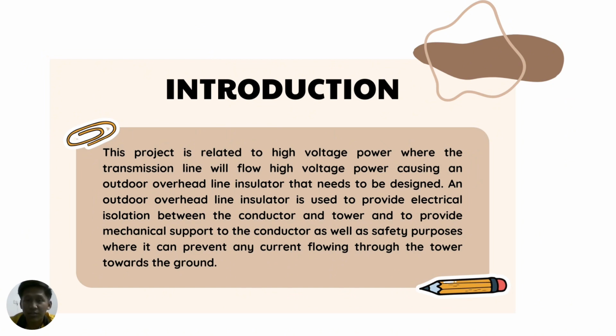About the introduction of this project: as high voltage students, we are required to run a project. The main part of the project is to design the outdoor overhead line insulator, where the transmission line will carry high voltage power. An outdoor overhead line insulator is used to provide electrical isolation between the conductor and the tower, as well as mechanical support for the conductor, for safety purposes, by preventing any current from traveling through the tower to the ground.